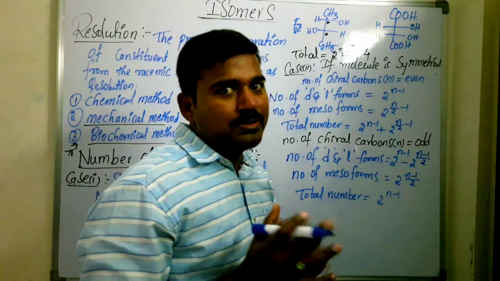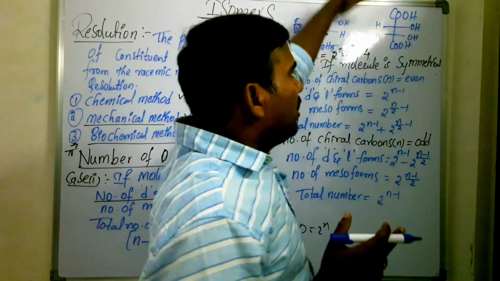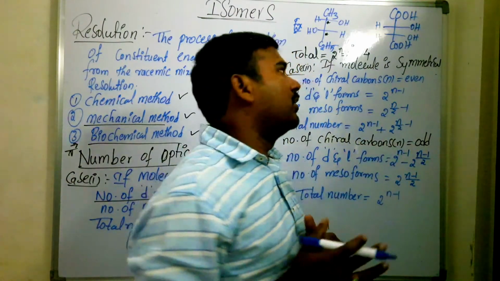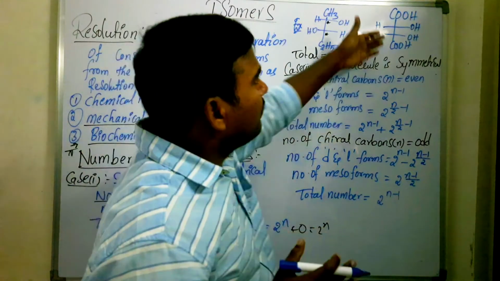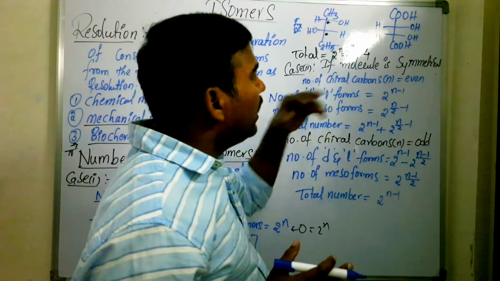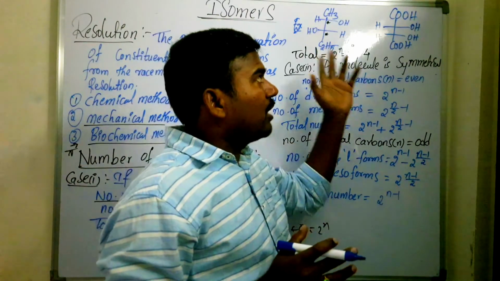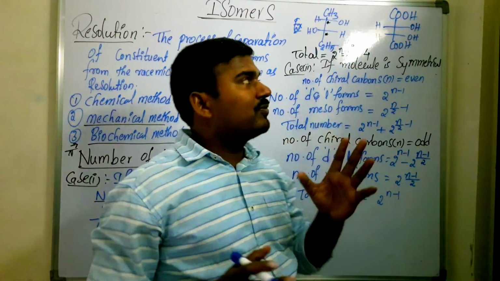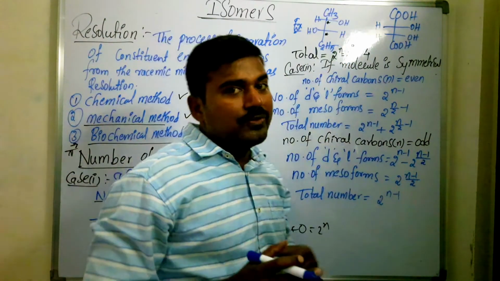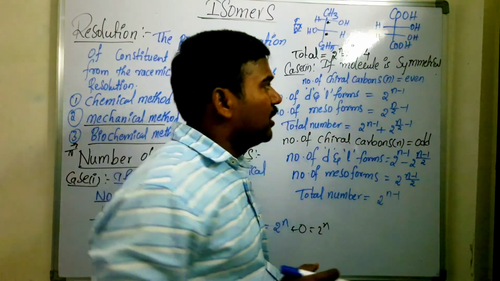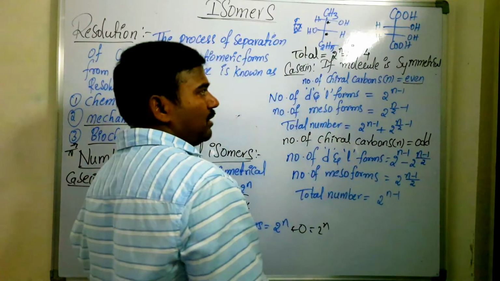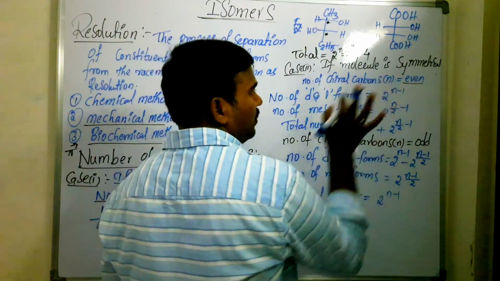Now, if a molecule has a plane of symmetry or the head and bottom parts are similar, then it is said to be a symmetrical molecule. You take here one example, mesotartaric acid. When we have an even number of chiral carbons, one type of formula is there. When we have an odd number of chiral carbons, we have different formulas. So first, n is even.